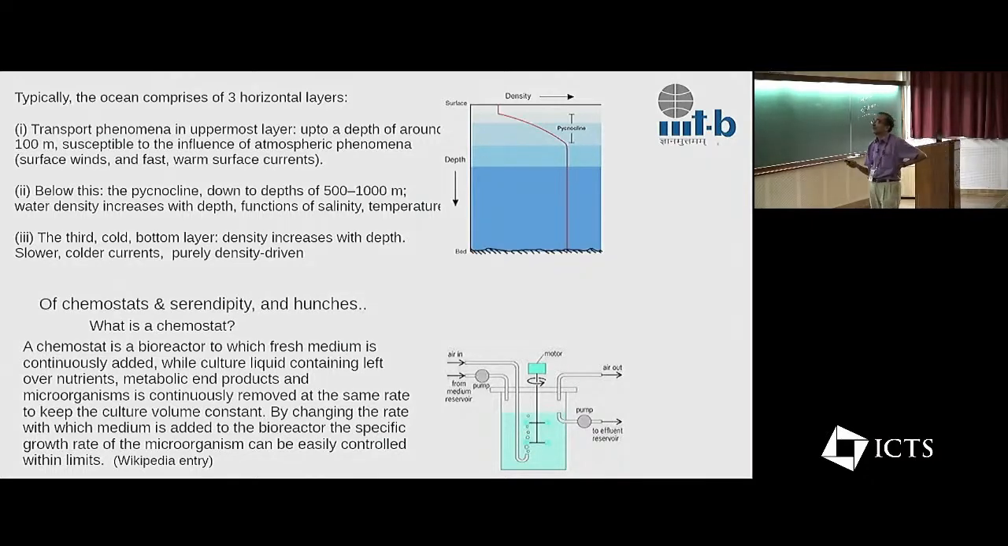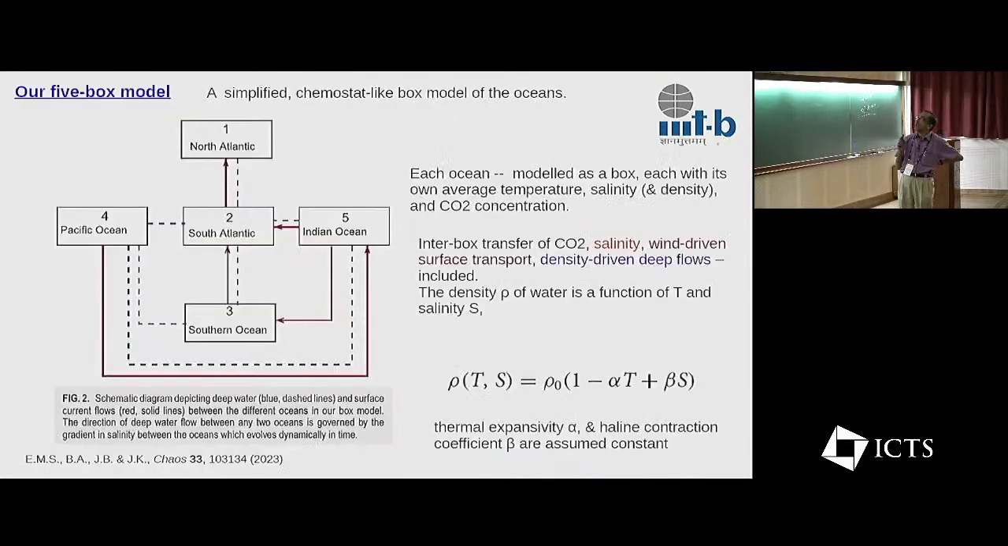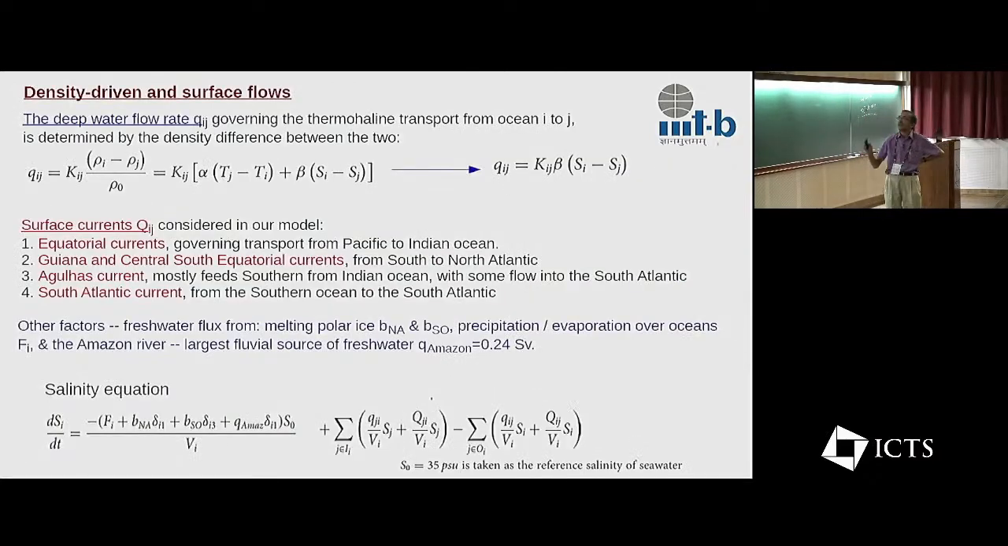Now, around the time we were thinking of this problem, we had a serendipitous event, in the sense I got a paper to review on a chemostat, and it struck me that we can model oceans as chemostats essentially. So what we did was we modeled each ocean as a separate box interconnected to each other, and the red lines you see are the surface currents, the blue dotted lines are the density driven deep flows. And we have included certain surface currents, the predominant ones that are seen on Earth, these 4 currents, and deep water flows.